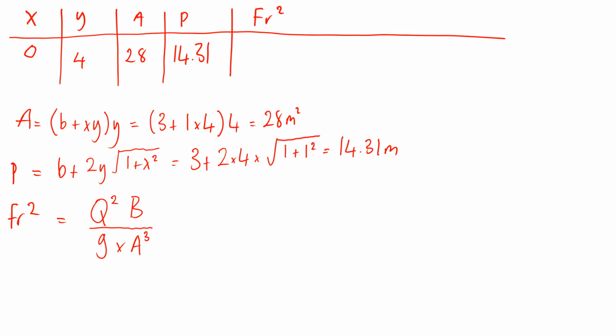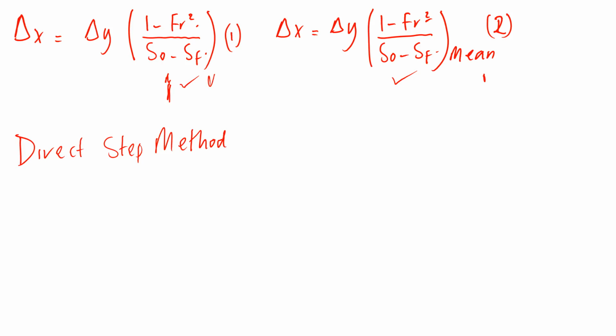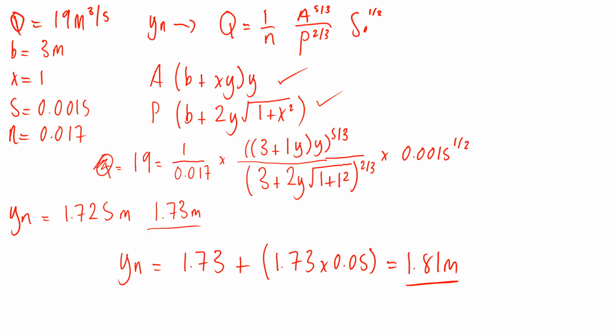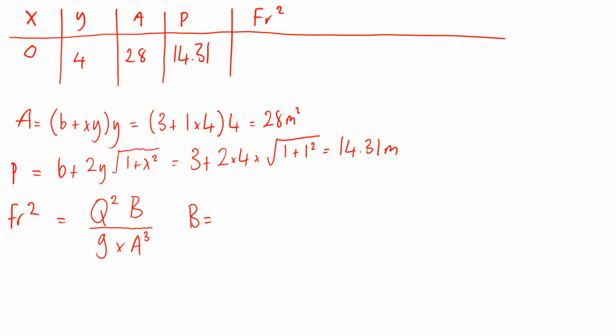So for this problem, the first thing you'd need to work out is what big B is. So again, you need to remember the equation. The equation for big B is b plus 2xy. So big B equals b plus 2xy. So you get 3 plus 2 times 1 times 4, and you get 11.